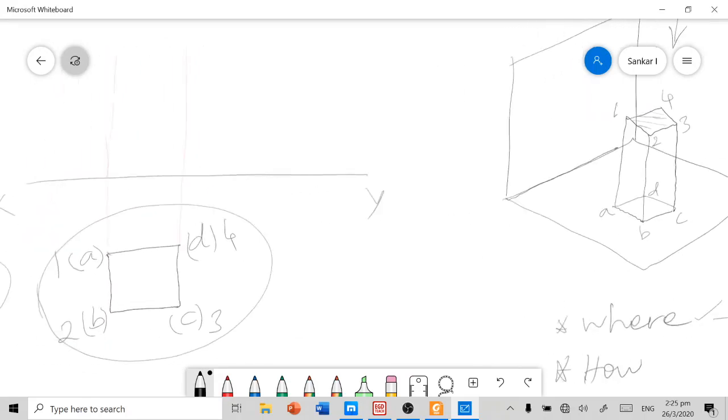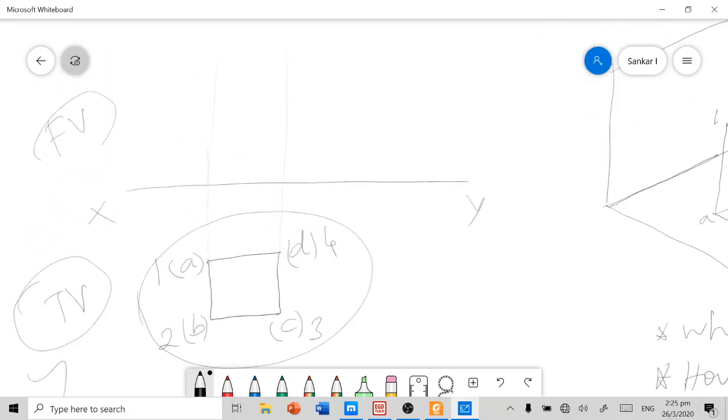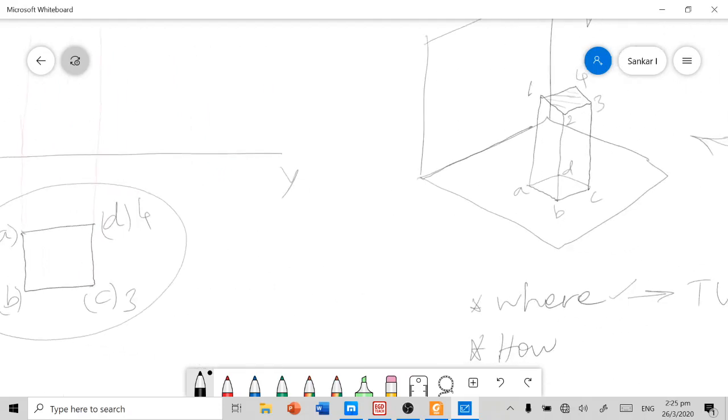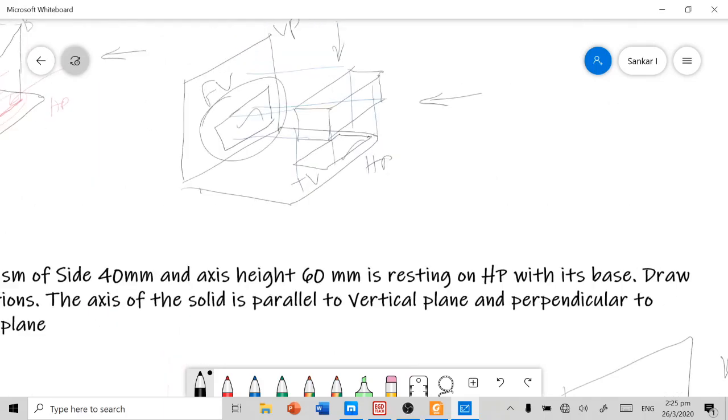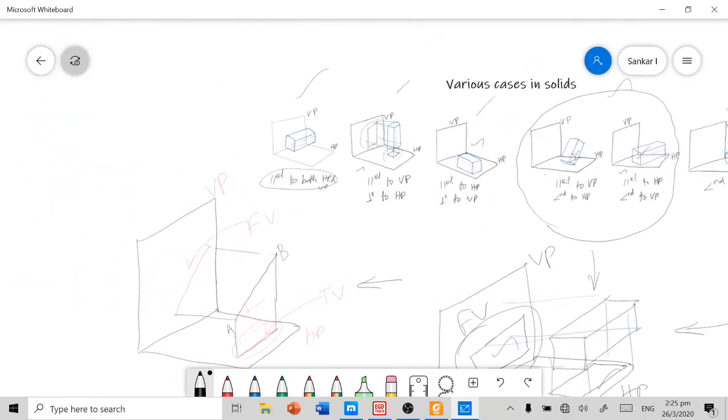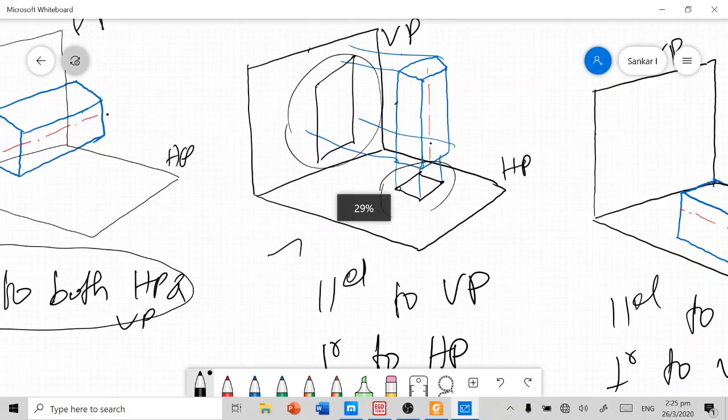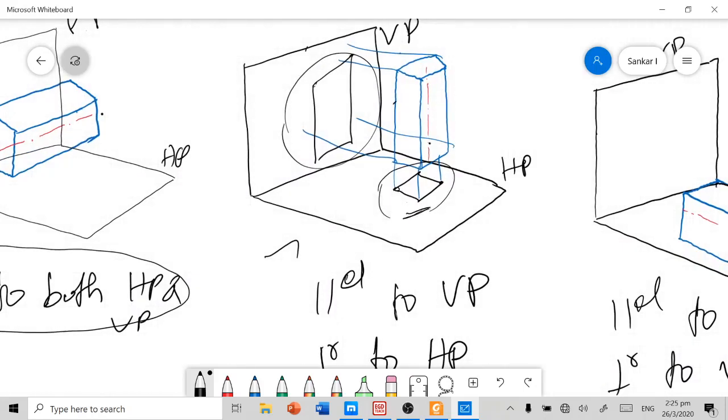The next view we are going to draw in the front view is your lateral view of the solid. Here I already told you, this is the top view of the object, and that is the front view of the object. And this view is always called the base view. The base view can be obtained in HP or in VP; it depends upon the condition of the solid.